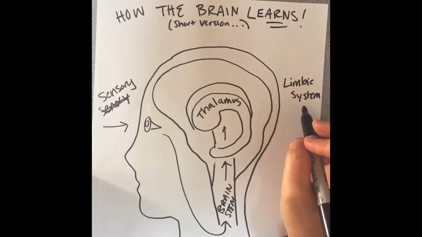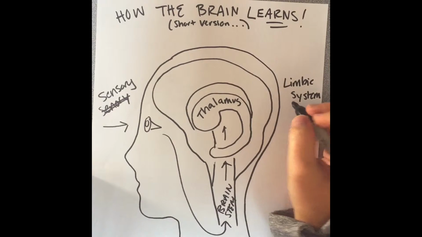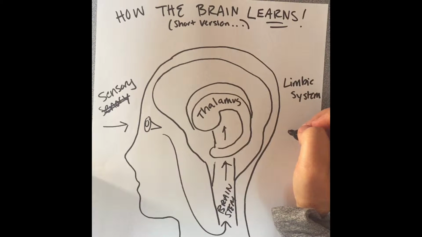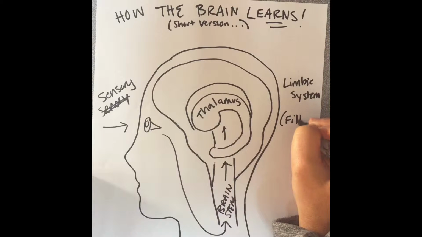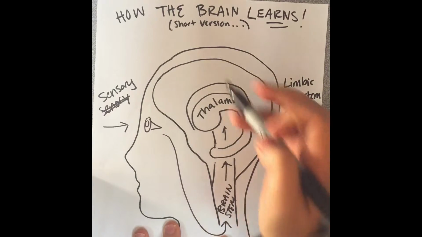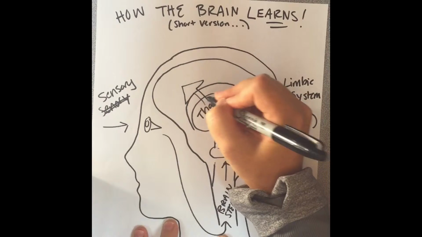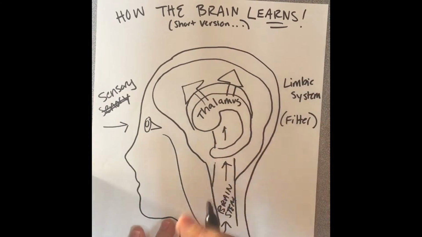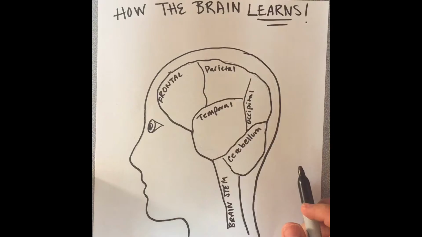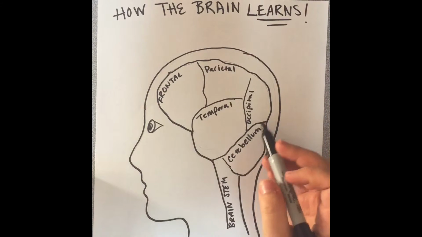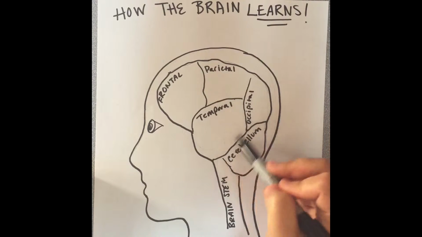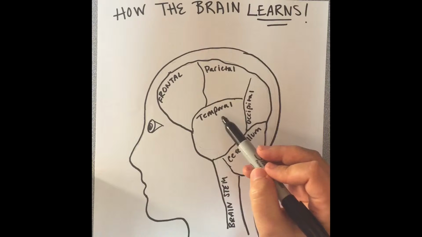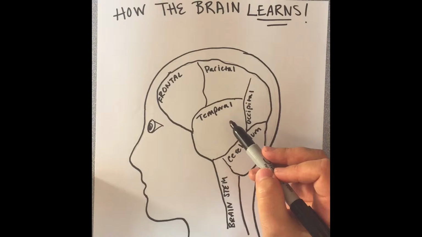The limbic system is responsible for regulating the body and basically filtering all the sensory information. It's a filter. Once the thalamus gets the information, it sends it to all the other parts of the brain, depending on what kind of information is coming in. Okay, so these are the different parts of your brain: the frontal, parietal, temporal, occipital, cerebellum, and brainstem. So the thalamus and the limbic system are kind of in the middle of your brain, behind the temporal lobe.